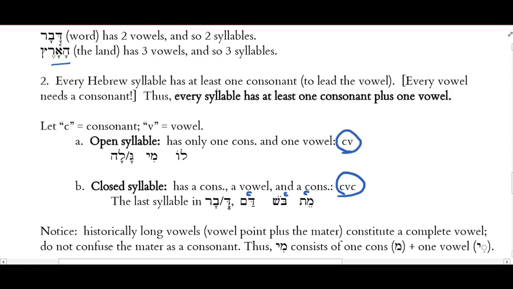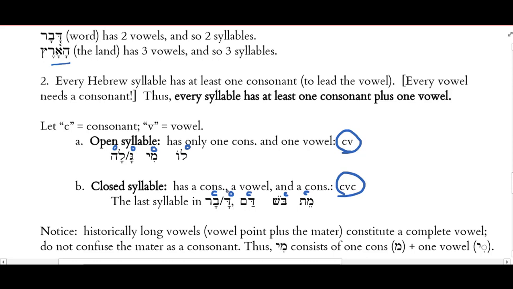Now look at davar. The first syllable is dalet, consonant, and kametz, which is a vowel. That is only a consonant vowel. That is an open syllable. But the next syllable is vet, kametz, resh: consonant, vowel, consonant. That is a closed syllable. So we have over here open syllable, open syllable, open syllable, open syllable. Over here, closed, closed, closed, open, closed.